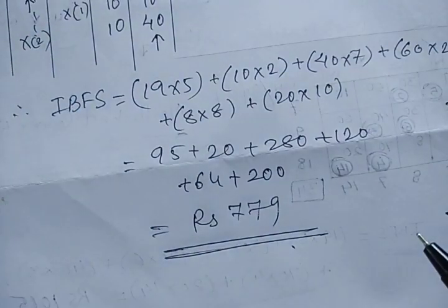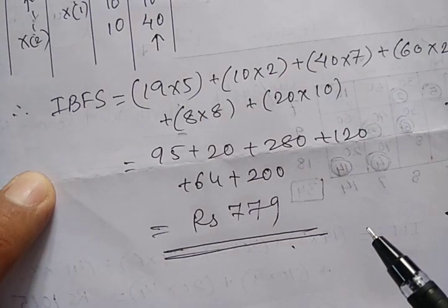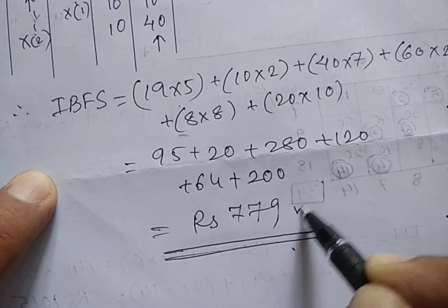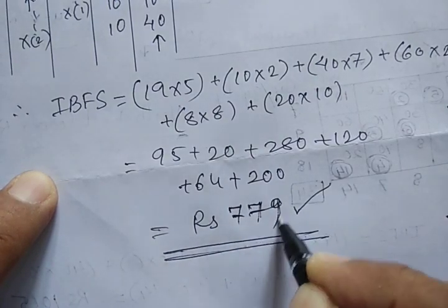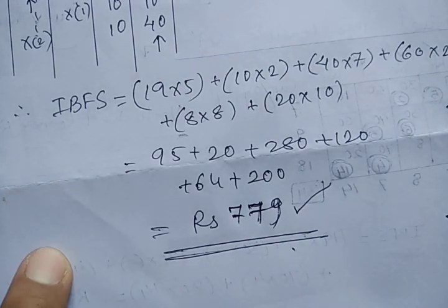If you see the three methods, yesterday's two methods and this one, same problem I have solved, but different answers I have got. The smallest cost I have got by Vogel's approximation method. So this method is the most optimum method. So we have found out the initial basic feasible solution. This is the way to solve the problem by Vogel's approximation method.